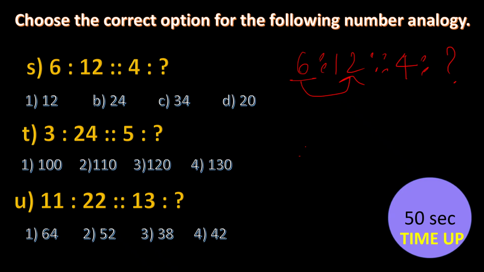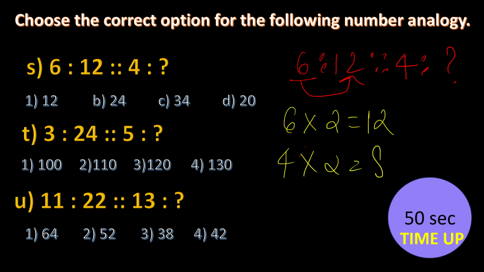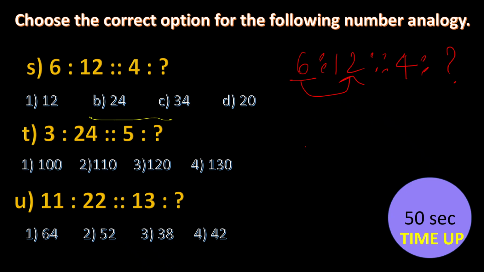So from 6, I will go to 12. If you think using this logic, 6 into 2 will give you 12. Then 4 into 2 should give you 8. Is 8 there in the options? No. This logic doesn't work, students. Go with the priority list.